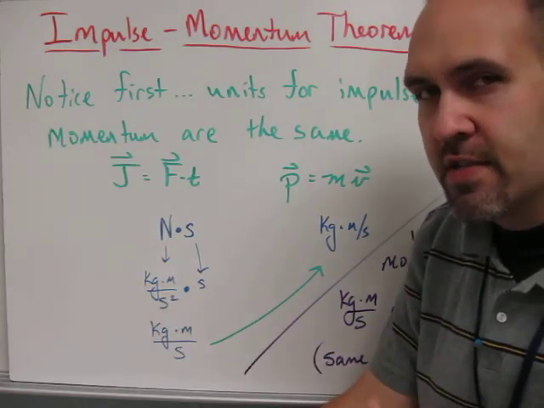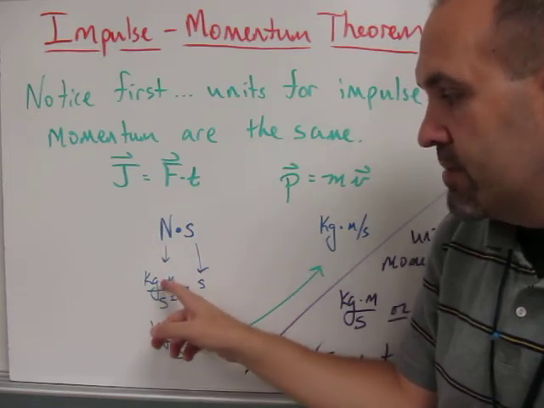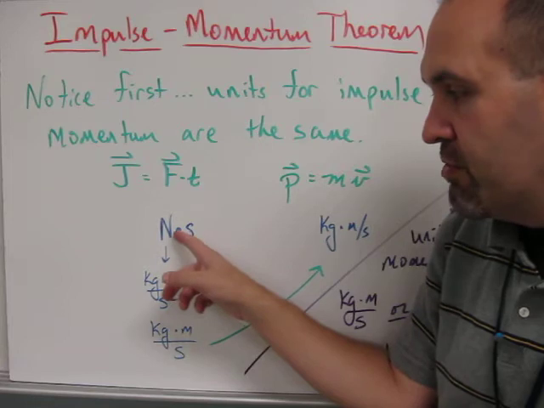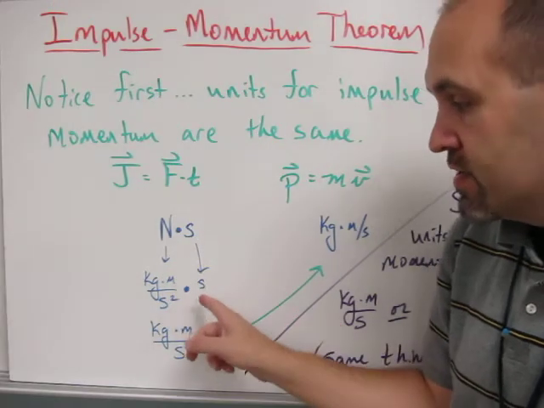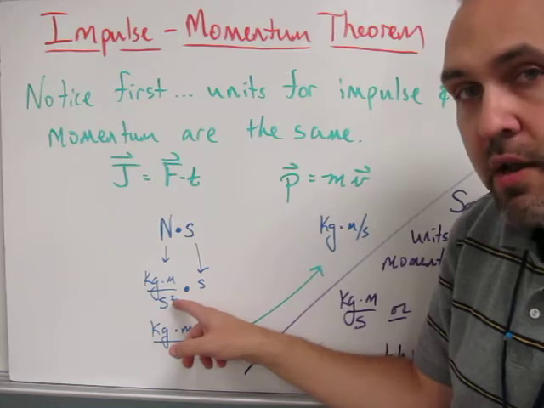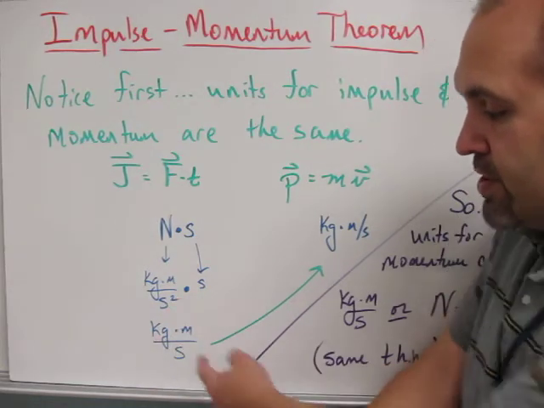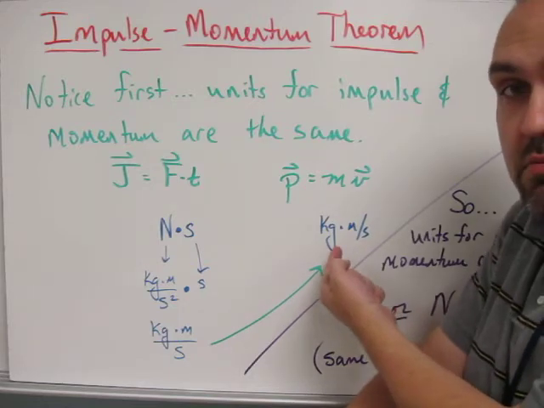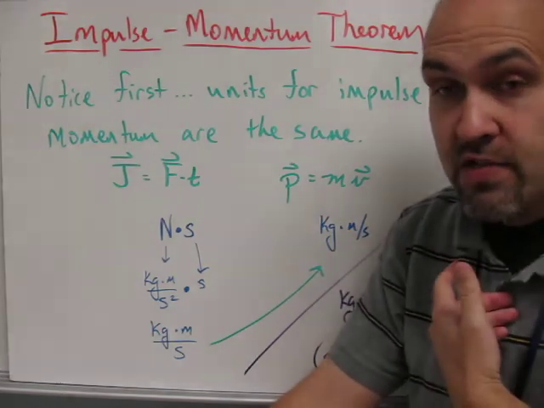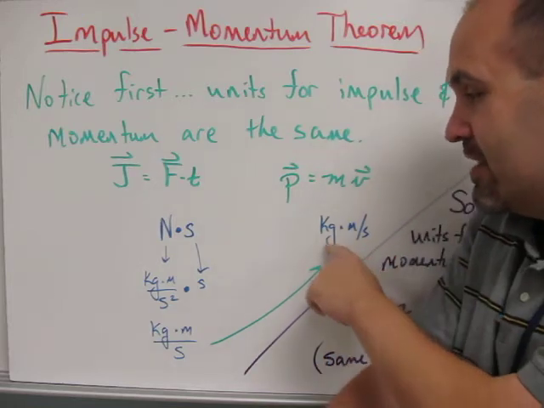It's a mass times an acceleration, if you remember that from Newton's second law. So this newton is a kilogram times a meter per second squared, and then we're multiplying that newton by a second. When we multiply by the second, that second cancels one of the seconds in the bottom, and we get a kilogram times a meter per second, which is the same as the unit for momentum. I actually prefer to do this because it's slightly shorter to write newton seconds than it is to write kilogram meters per second.